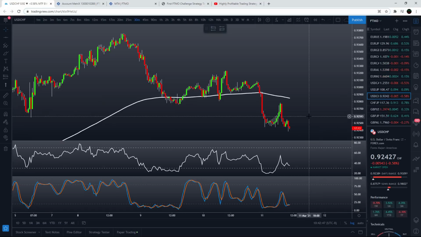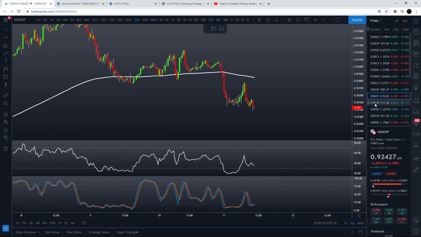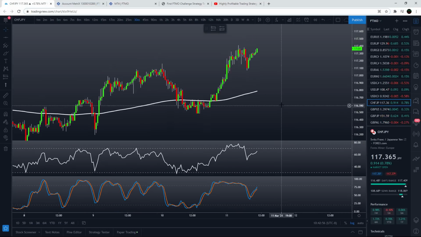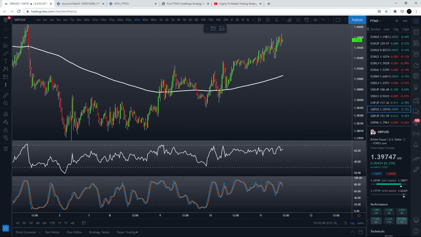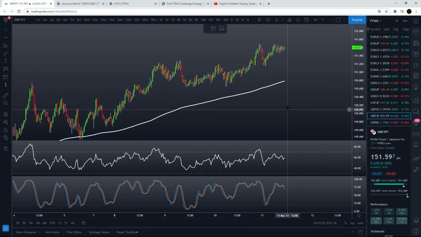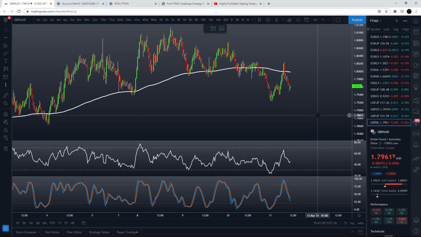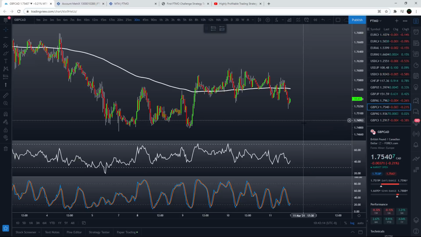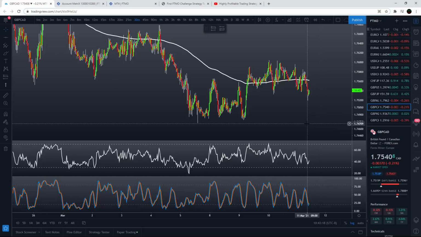So let's look to the next one. This one was in a pullback here, but not in a pullback at the moment. It's extended, we're not interested. This one extended, not interested. Extended, not interested. Looks like this one is also extended. We're not interested in that. We're not interested in this one either.